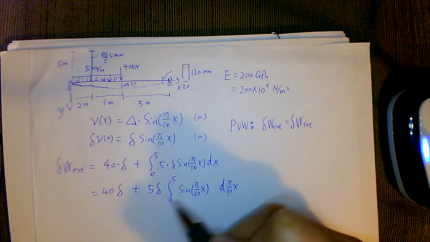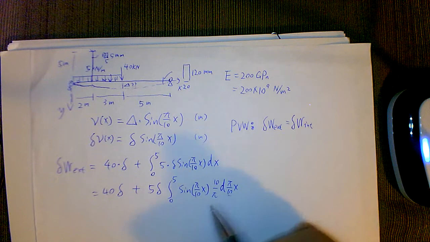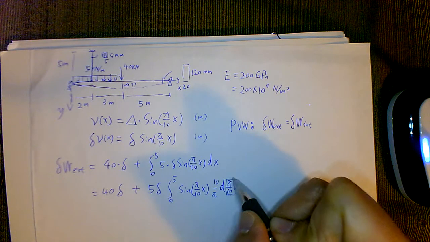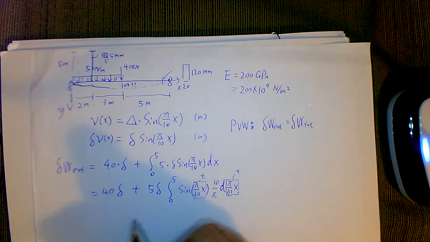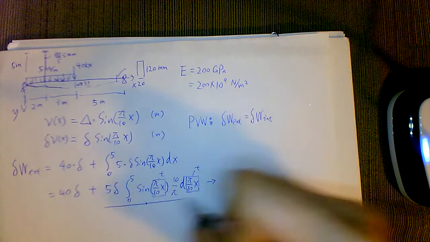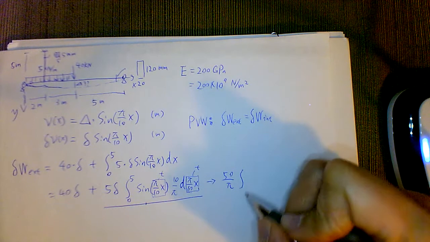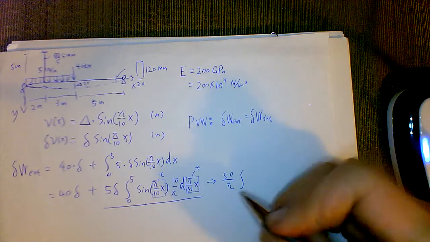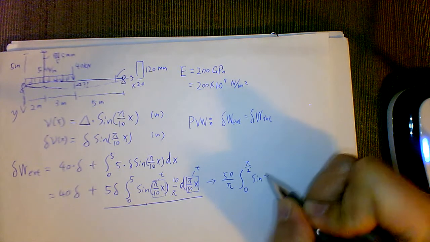You added this thing here, and in order to make everything work, you need to do the 10 over pi here. So those two guys kind of cancel each other. It's like you have done nothing. But then if you look at this guy, you call it t, and this guy you call it dt. Then this part specifically can be written as, you take this guy out, 50 over pi. And then you change your integral limits using t, because 0 to 5 for x is really 0 to pi over 2 for t, sine t dt.